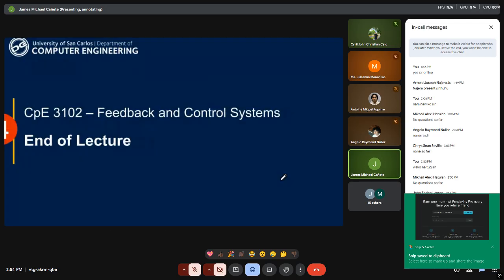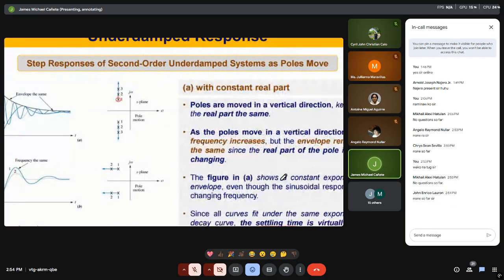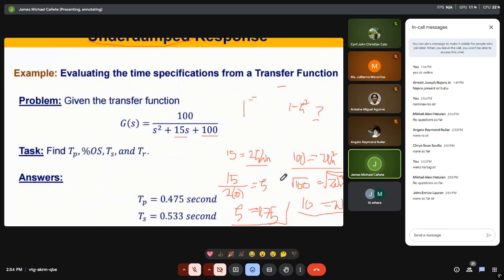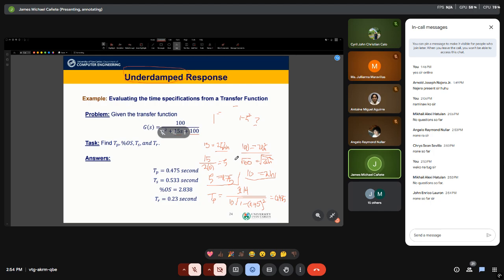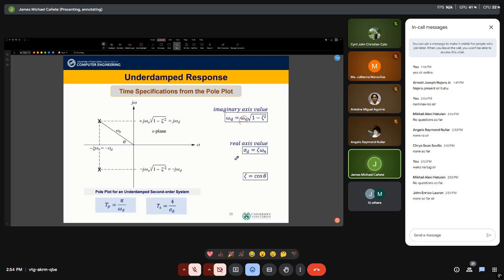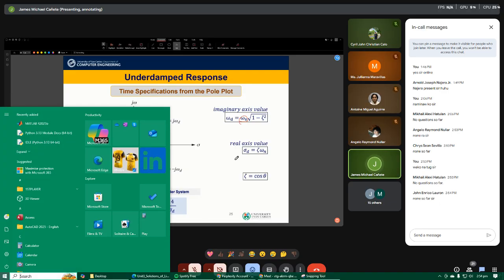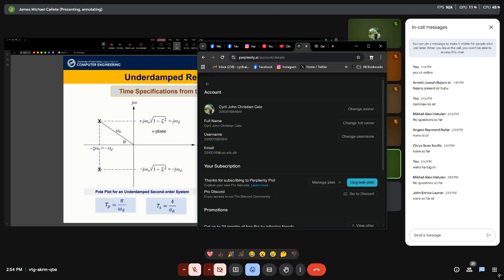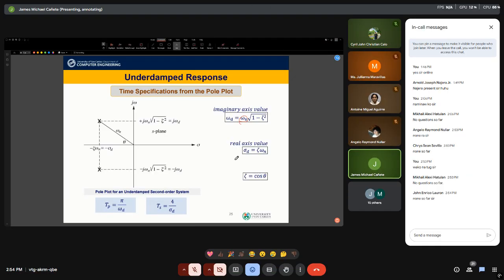Any questions? There is another way to determine the time specifications. From the transfer function, solve this and we can get the specifications. Another way to get the time specifications is from the S-plane. If you get the pole plot of your second order system, you can calculate all the time specifications. So these are shortcuts for the solutions.